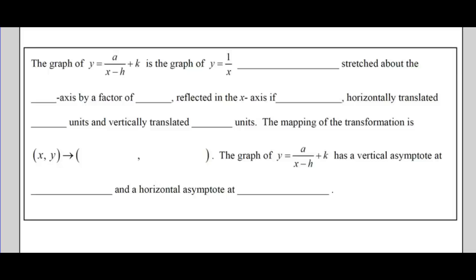In summary, the graph of y equals a over x minus h plus k is the graph of y equals 1 over x, blank stretched about the blank by a factor of, so what is it? Well, we've got to fill this in. Vertically stretched about the x-axis by a factor of, reflected in the x-axis if a is negative, which we say by saying a is less than 0. Horizontally translated h units and vertically translated k units.